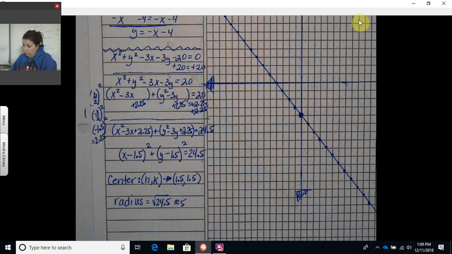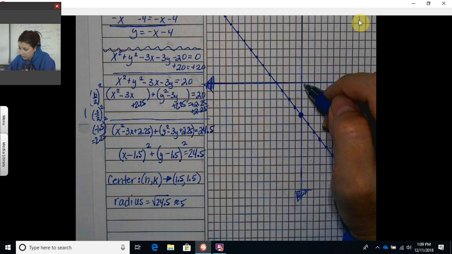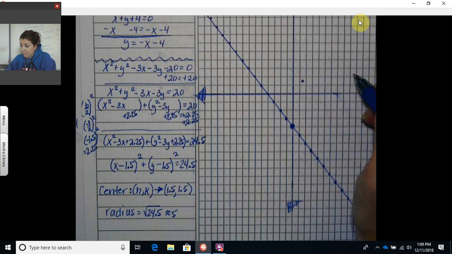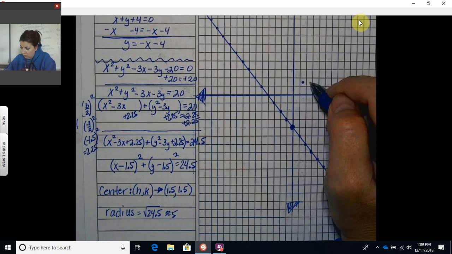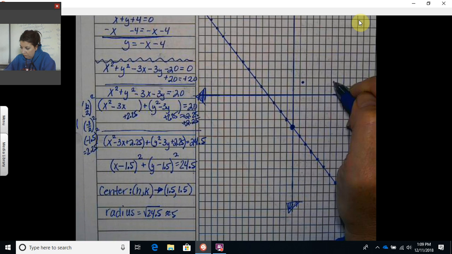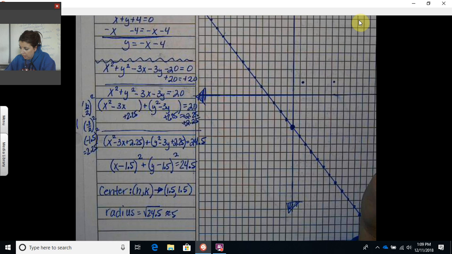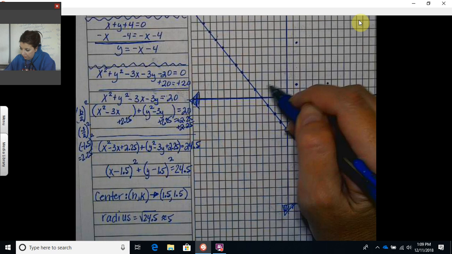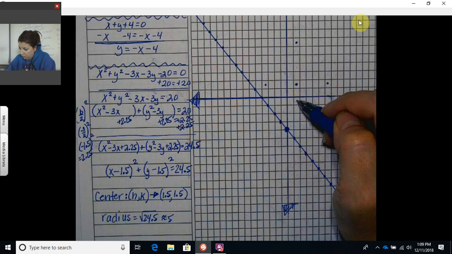So let's go ahead and graph our center. When x is positive 1.5, y is positive 1.5. My radius is just a little less than 5 units, and I'm at a halfway mark, so I've got to be careful. So that's 1, 2, 3, 4, 5. A little less, it's hard to do. I'm going to go up 5. 1, 2, 3, 4, 5. To the left, 1, 2, 3, 4, 5. And down, 1, 2, 3, 4, 5.